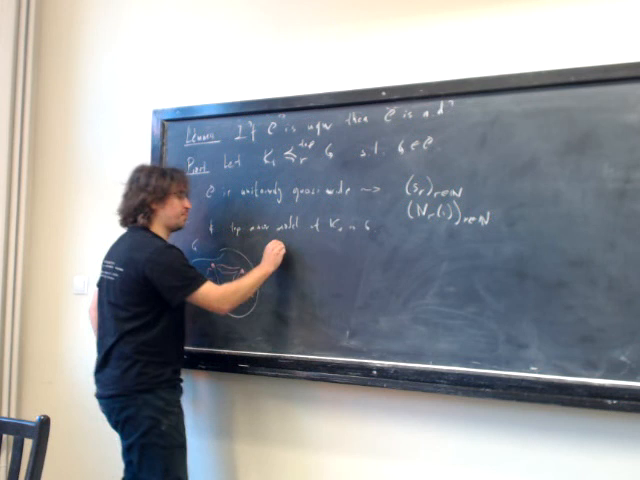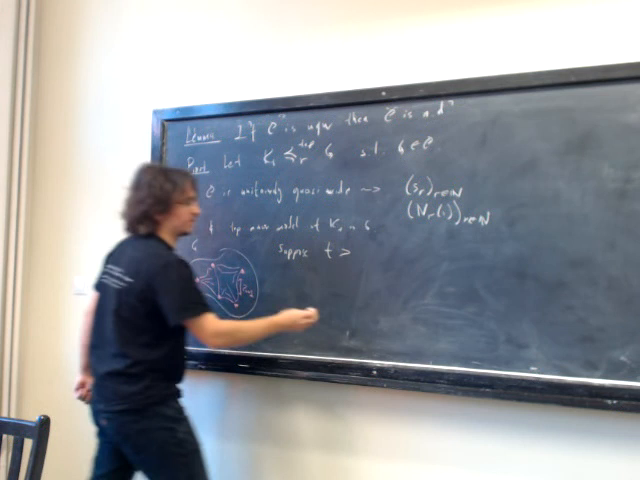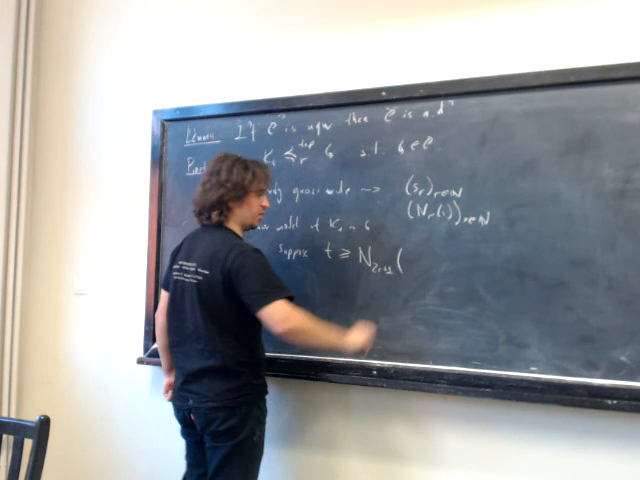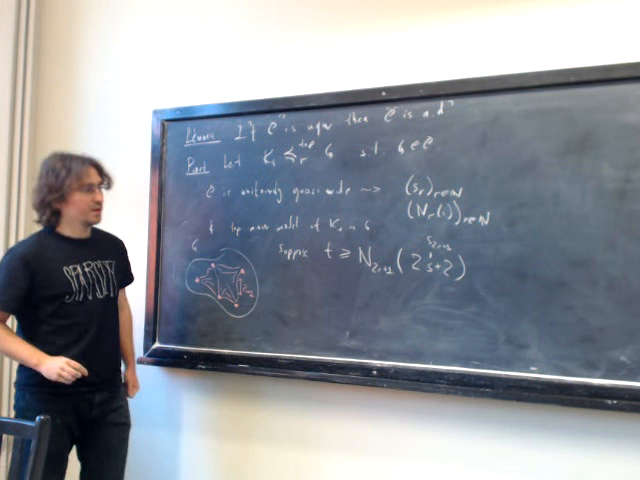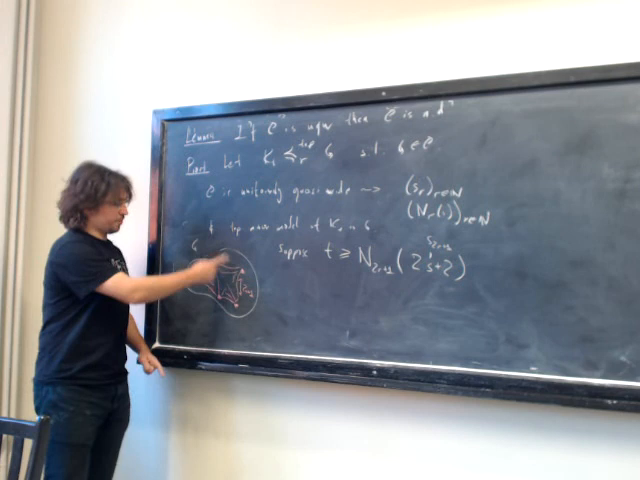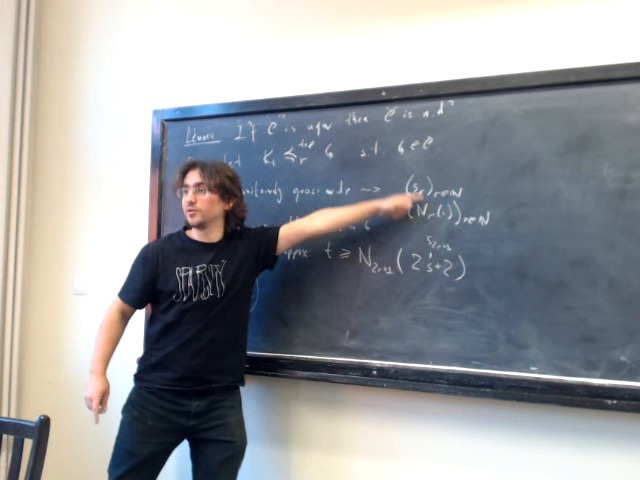So suppose that my T is larger or equal than N of 2R plus 1 of 2S plus 2, where this S is just S of 2R plus 1. This is just a number depending on the class. Suppose that my topological minor model is super, super large with respect to these parameters governing the uniform quasi-wideness.